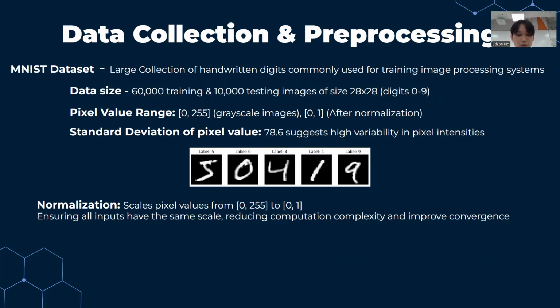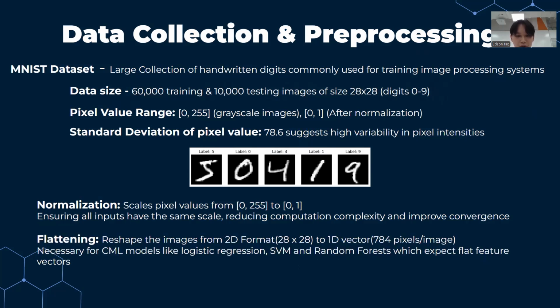Before we train our models, we'll normalize the pixel values, scaling them from the original range of 0 to 255 to a range of 0 to 1. This normalization ensures that all inputs have the same scale, which reduces the computational complexity and helps with faster convergence during training. Additionally, we'll flatten the images. Since the original format is 2D, we'll reshape it into a 1D vector, resulting in 784 pixels per image. This step is essential for classical machine learning models.